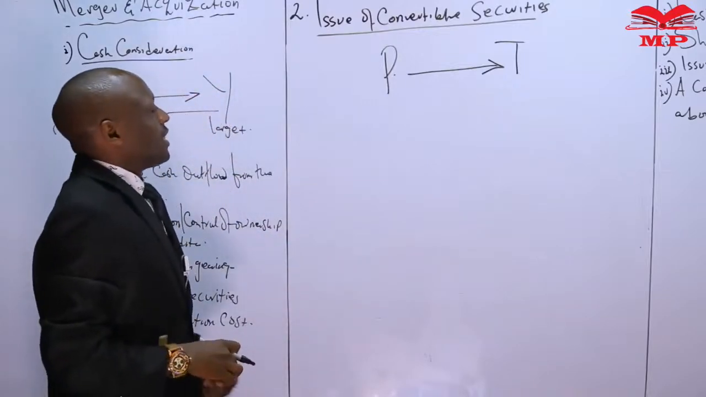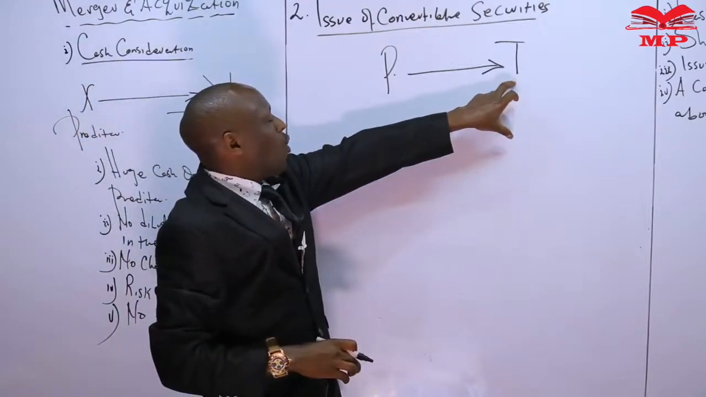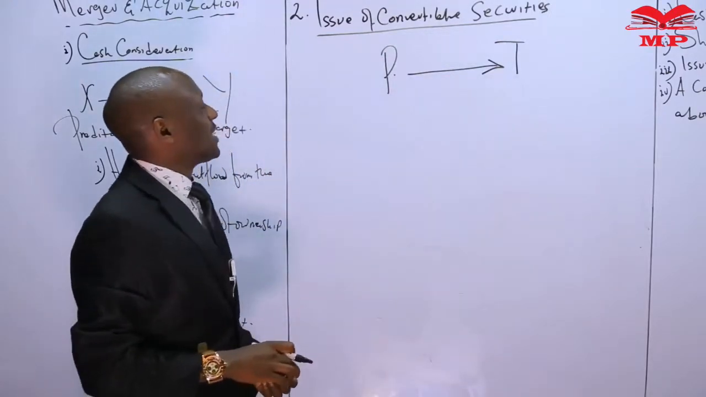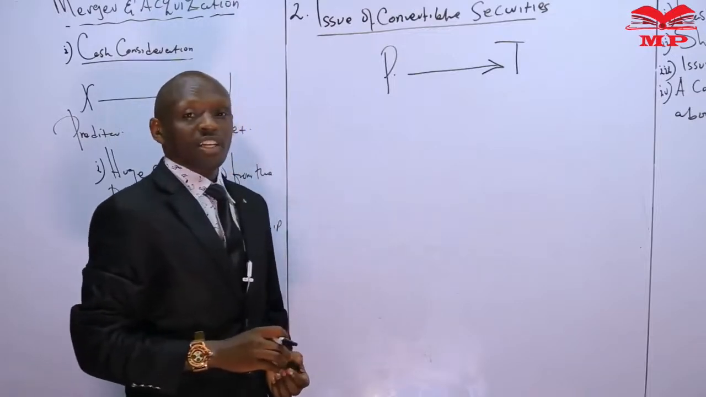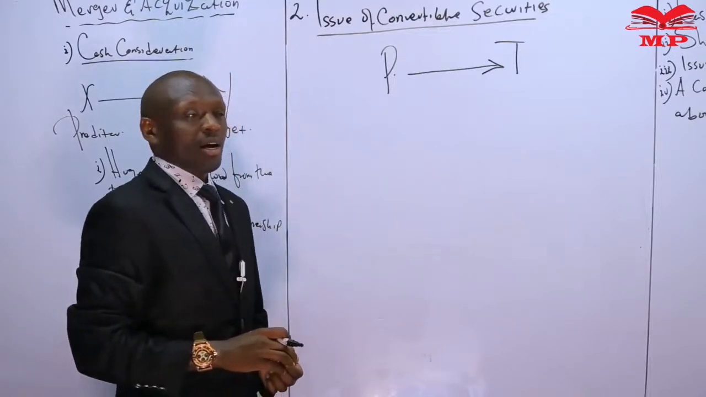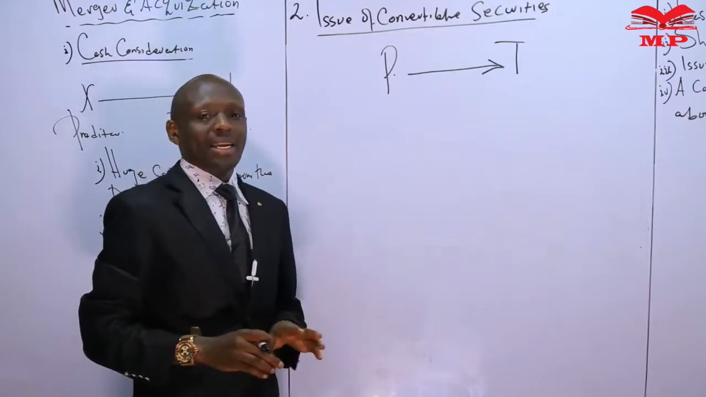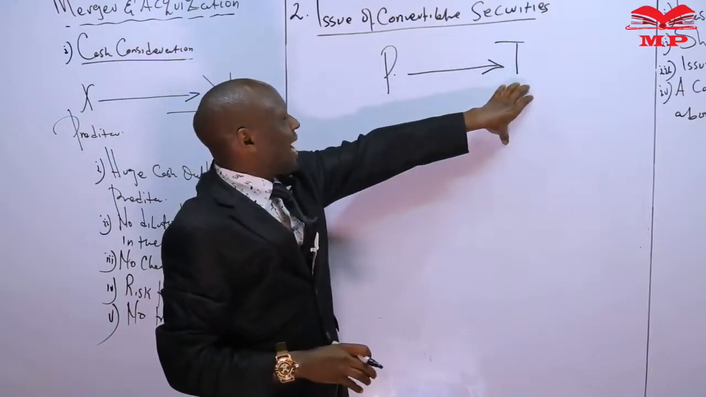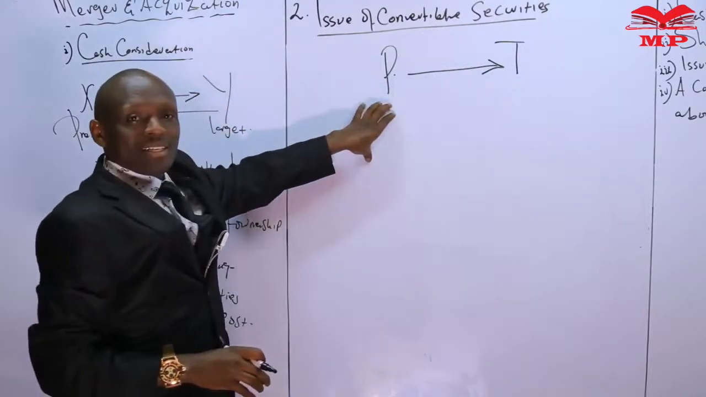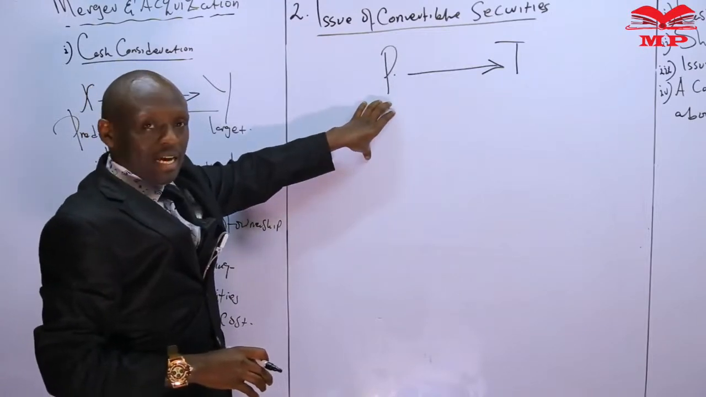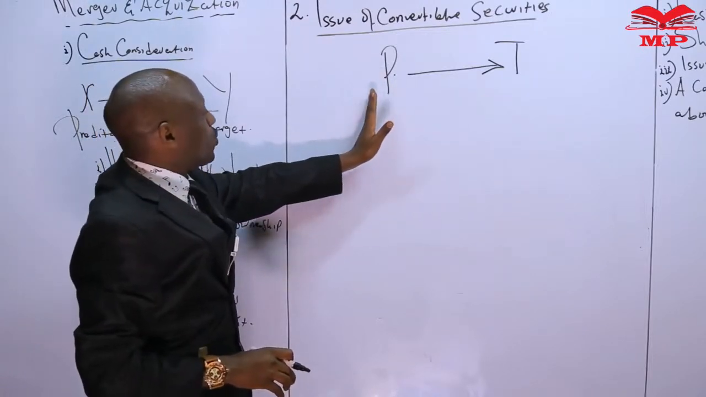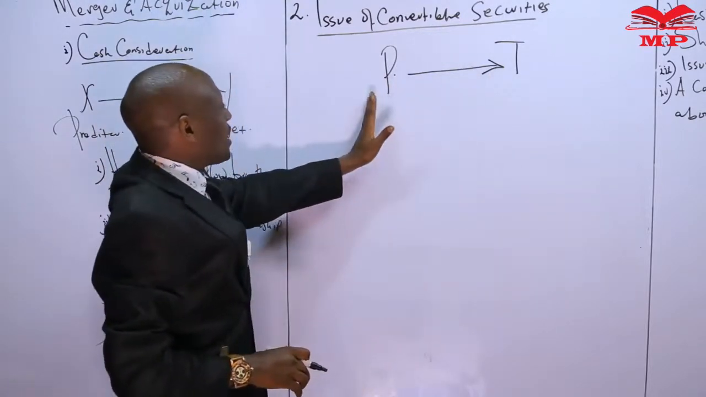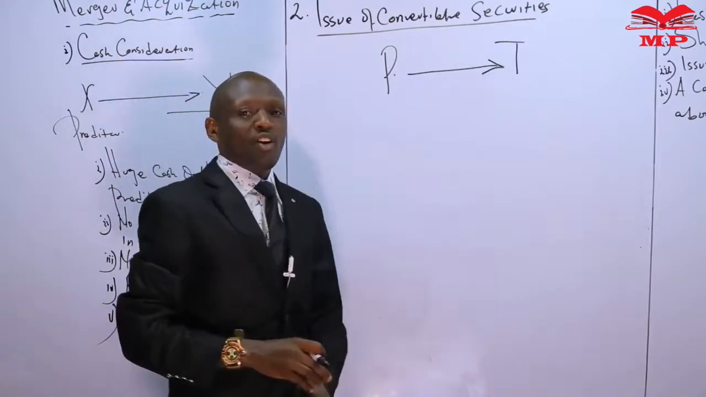entity. The shareholders in the target entity will forego their equity in this firm, and they are given securities like debentures, like preference shares, like loan stock, such that after the merger or acquisition, the shareholders in the target become lenders in the predator. So they are entitled to preference dividend at the end of the year. They are entitled to interest at the end of the year.